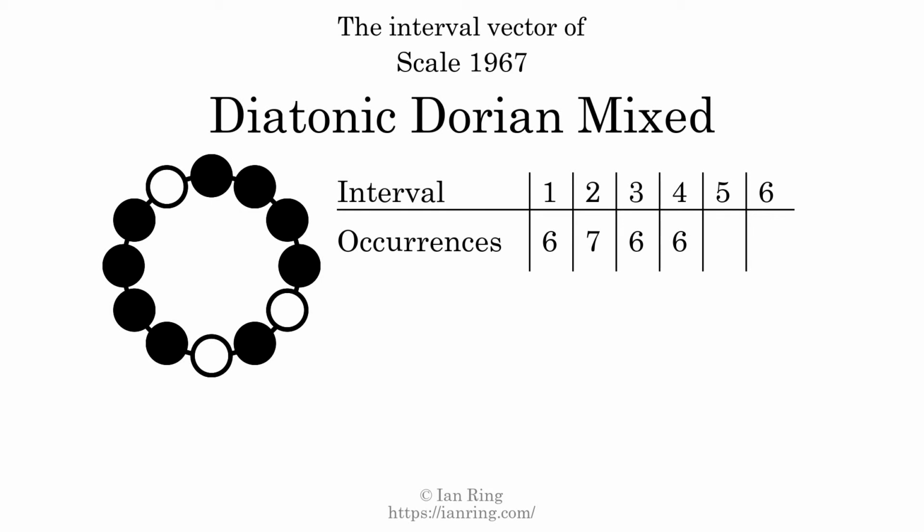There are 6 intervals with the size of 4 semitones. They are here, here, here, here, here, and here. There are 8 intervals with the size of 5 semitones. They are here, here, here, here, here, here, here, and here. There are 3 intervals with the size of 6 semitones. They are here, here, and here. Each interval does not appear in this scale a unique number of times, so this is not a deep scale.